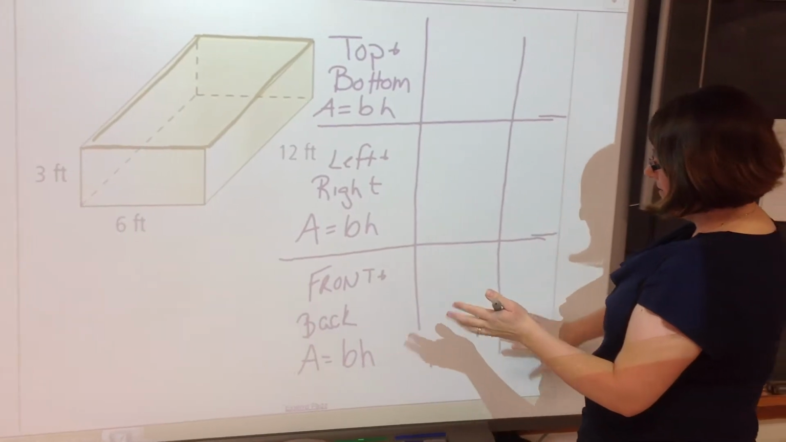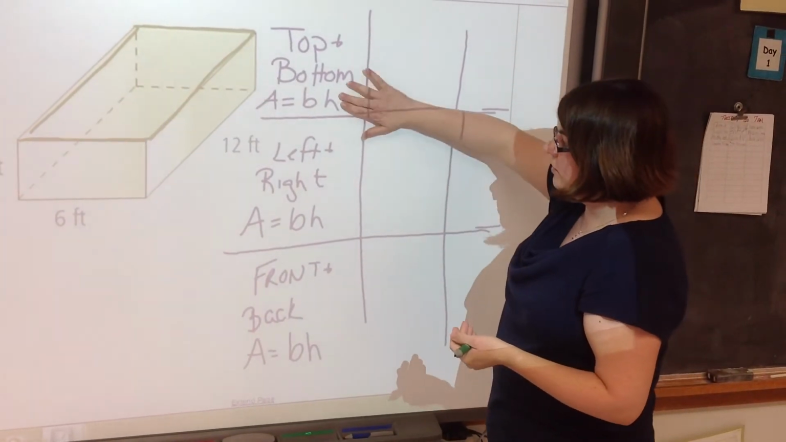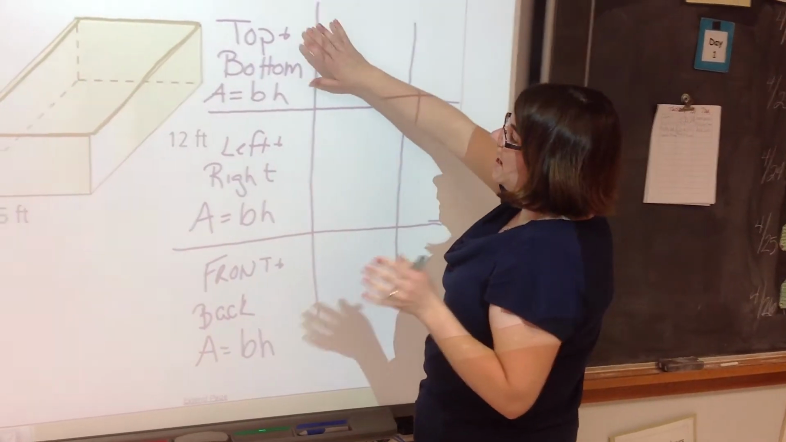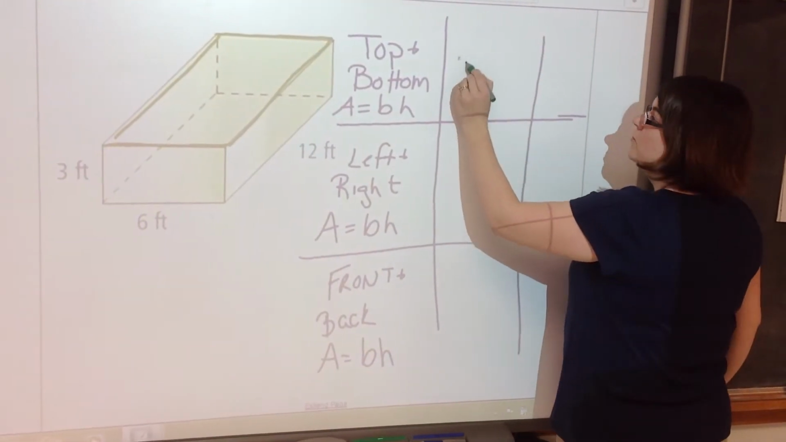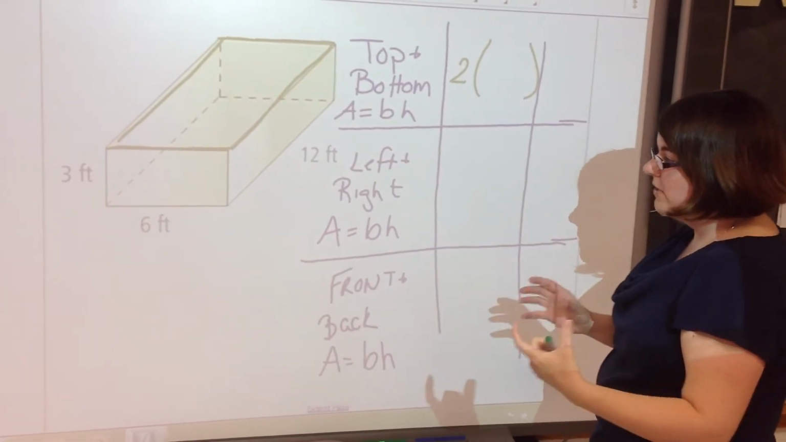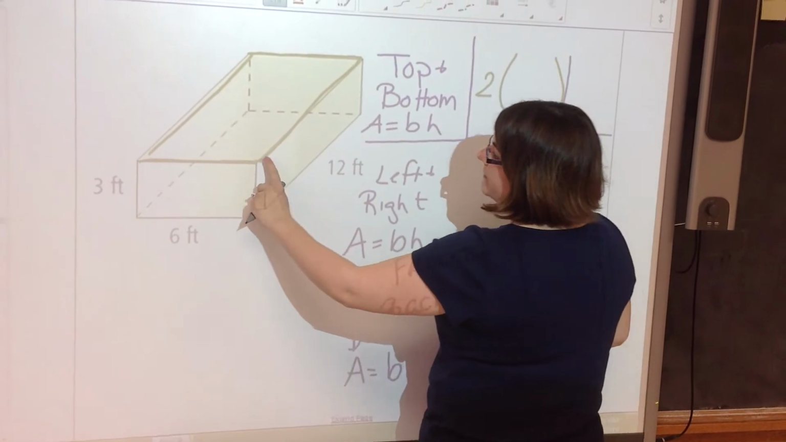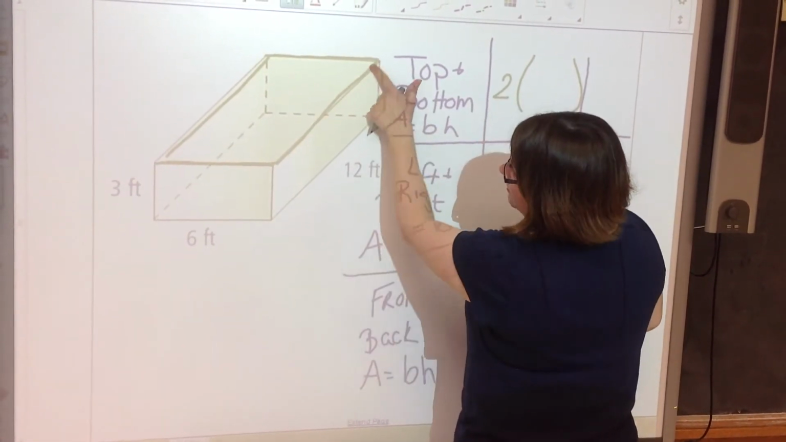So I make a chart like this, and I start with a plan. We have rectangles, so we know we're going to use base times height for each of these pieces. And since the top and the bottom match, we're going to double whatever our answer is. So I'm going to say 2 times, and now we need to do base times height. So now you need to put in the measurements. So we have the base, and we have the height, which is 12.